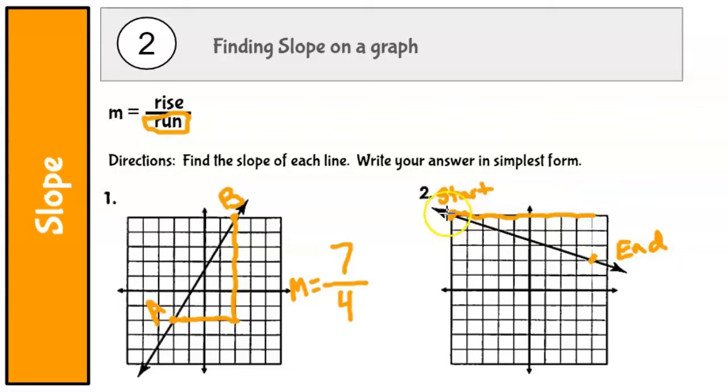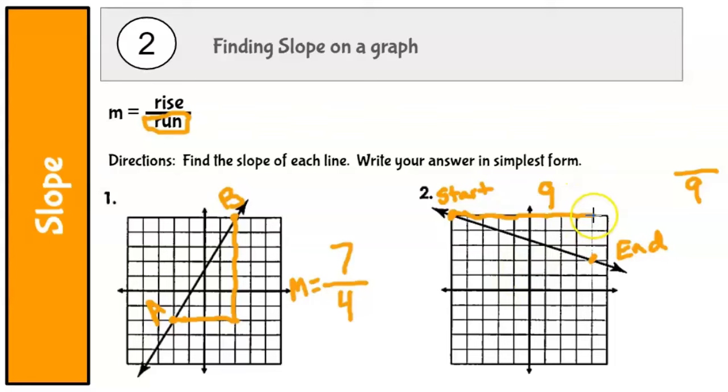1, 2, 3, 4, 5, 6, 7, 8, 9. I think I need to count that again. 0, 1, 2, 3, 4, 5, 6, 7, 8, 9. So my run is 9. That's the number that goes on the bottom. Slope is easy and fun. Just remember, rise over run.